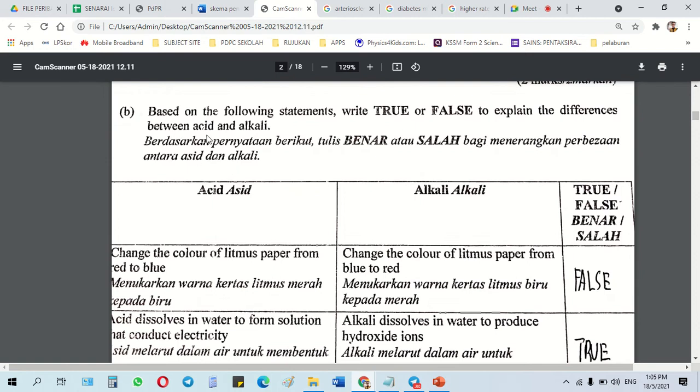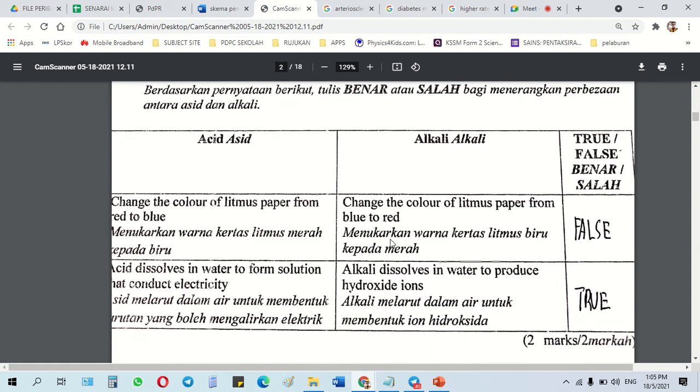Okay. And then B, based on the following statement, write true or false to explain the difference between acid and alkali. So this is easy, I think. Okay, for acid, change the color from red to blue. It should be blue to red. So there we already see it is wrong. So this one is false. And this one is also confirmed wrong, because it is reversed here.